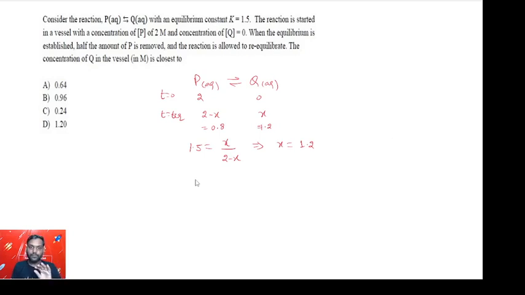Now at this equilibrium, what has happened? Half of the P has been removed. So again at time t, what we have done, we have removed half of the P. So we only have 0.4 molar of P and 1.2 molar Q in the solution. As we have removed the P, the reaction will attain equilibrium by moving in the backward direction.